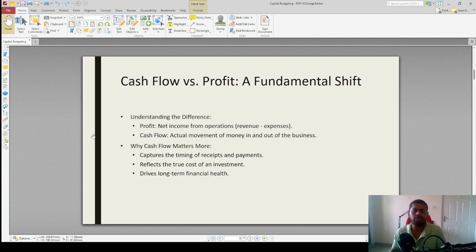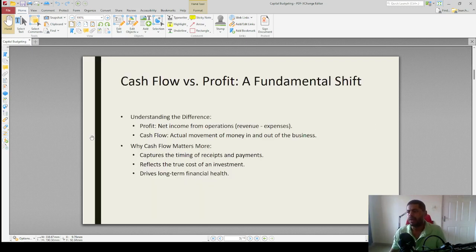What is cash flow? It's the actual movement of money in and out of the business. So we do not follow the accrual concept. Any cash is recognized only in the year that it comes in, and when it goes out. So why do we use cash flow? Because it captures the accurate timing of the receipts, it reflects the true cost of investments, and it drives long-term financial health, because at the end you need to be able to pay your creditors using the money you receive from your debtors. So whatever you invest in can't be just an accounting profit. You need hard cash.